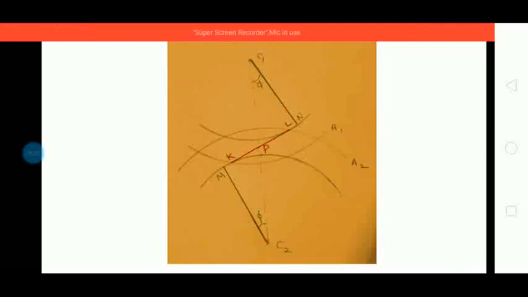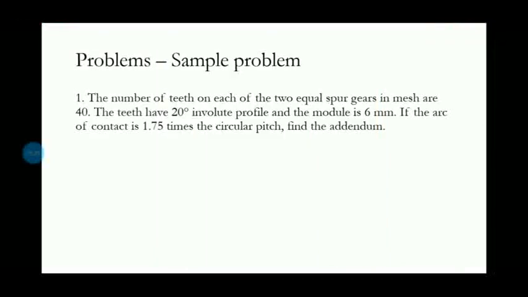Now pressure angle is another important parameter we use to represent any gear profile. So I will go to problems. First problem, just read the problem. The number of teeth on each of the two equal spur gears in mesh is 40. The teeth have 20 degree involute profile. The module is 6 mm. The arc of contact is 1.75 times the circular pitch. Find the addendum. This is the question.